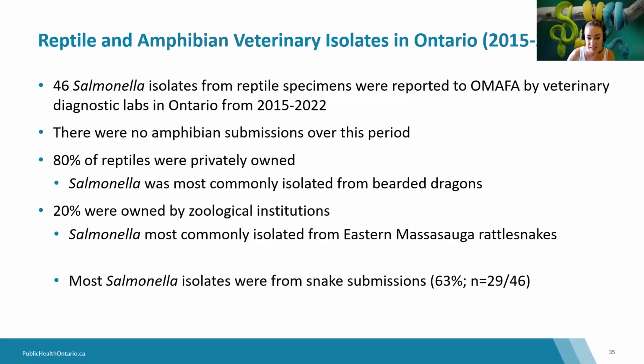Most of the salmonella isolates come from snake submissions, and again, as things that eat obligate diets of whole prey might reflect a rodent diet as well. Next slide, please.